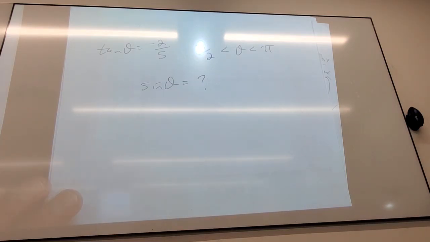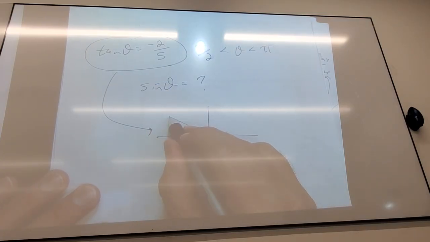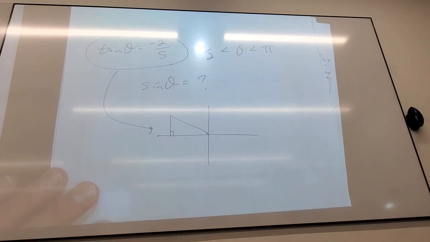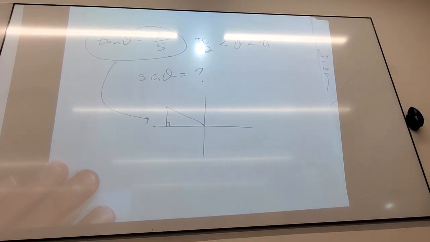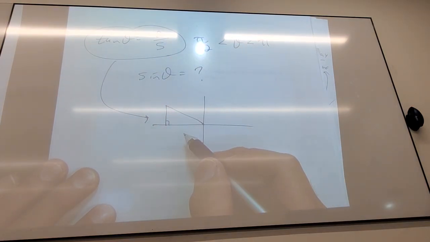And if you draw a triangle where this is true, you can figure out what sine is, right? So what do I know from this statement? What kind of triangle can I draw? And if you want to be really specific, yes, a right triangle. That's perfectly right. And then why does this negative make sense if I draw it like this?